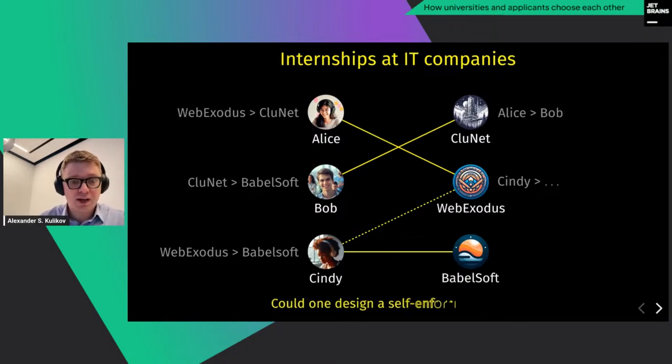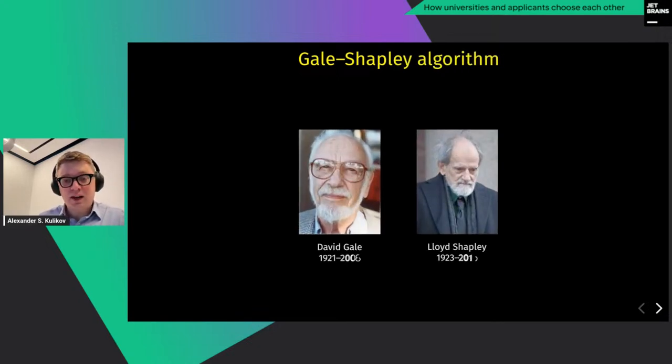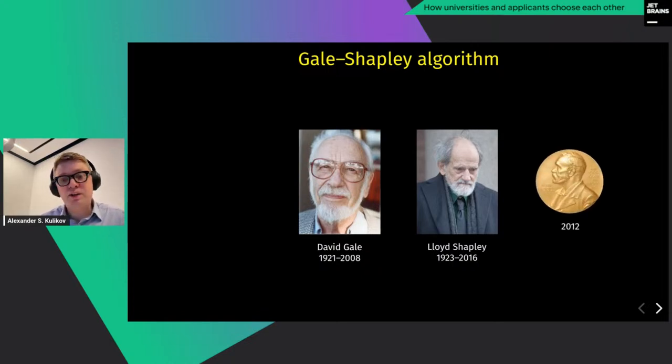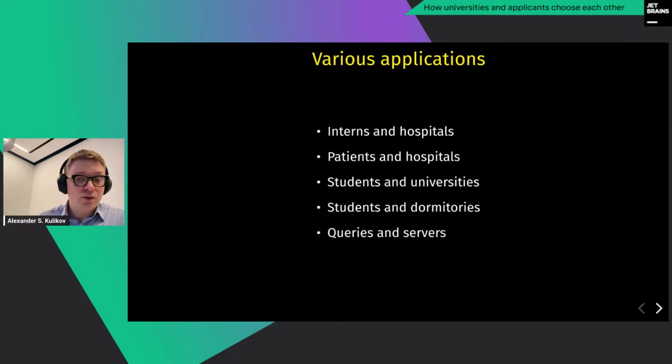And it is natural to ask whether it is possible to organize this matching process in a self-enforcing way. Whatever this means, but I will, of course, define this mathematically in a minute or so. Before this, let me mention that the algorithm that I'm going to present is known as Gale Shapley algorithm. So here you see the picture of these two researchers. In fact, in 2012, Shapley received a Nobel Prize in Economics, in particular for developing this algorithm.